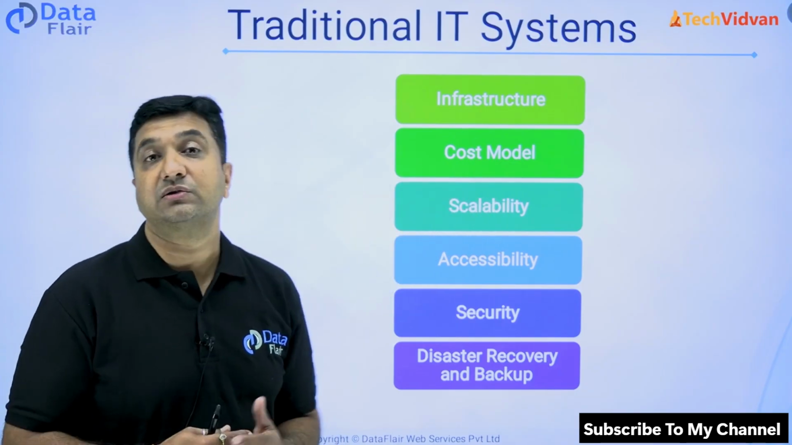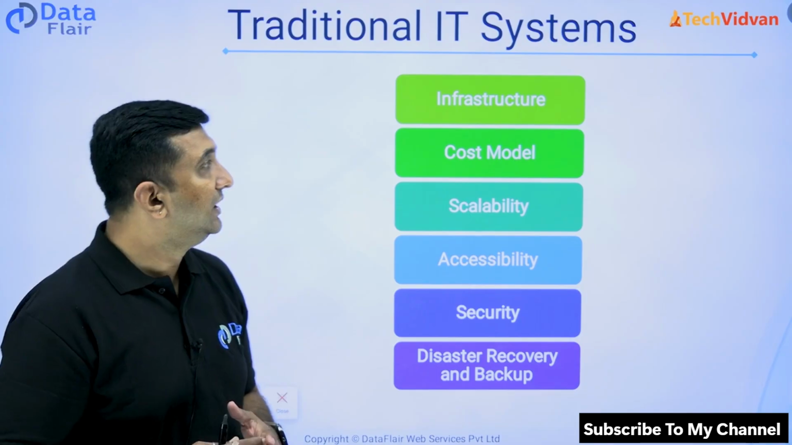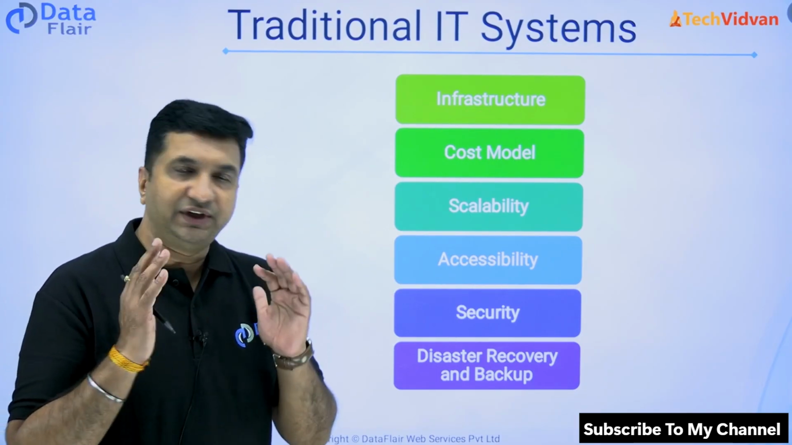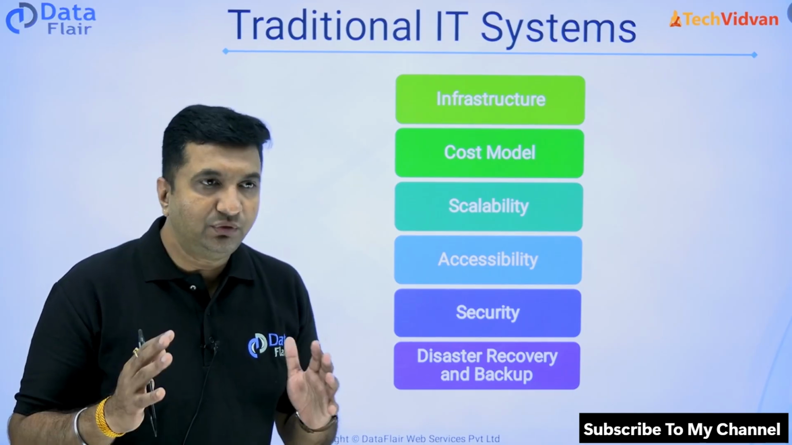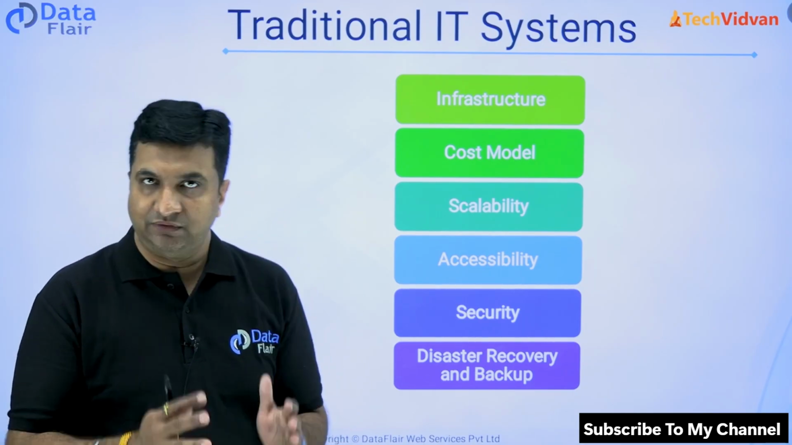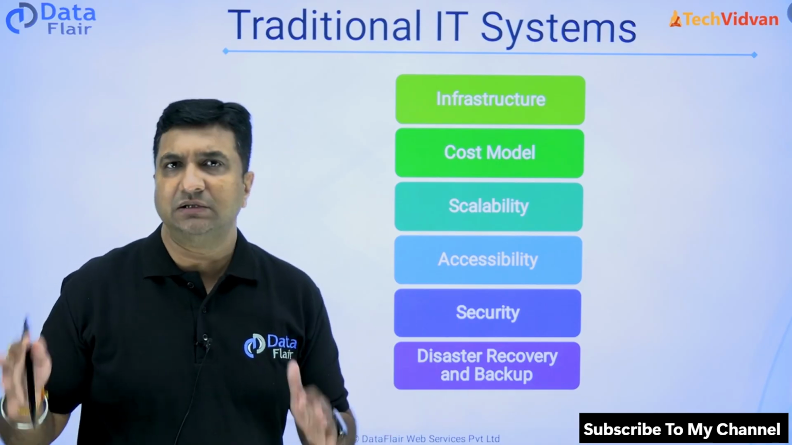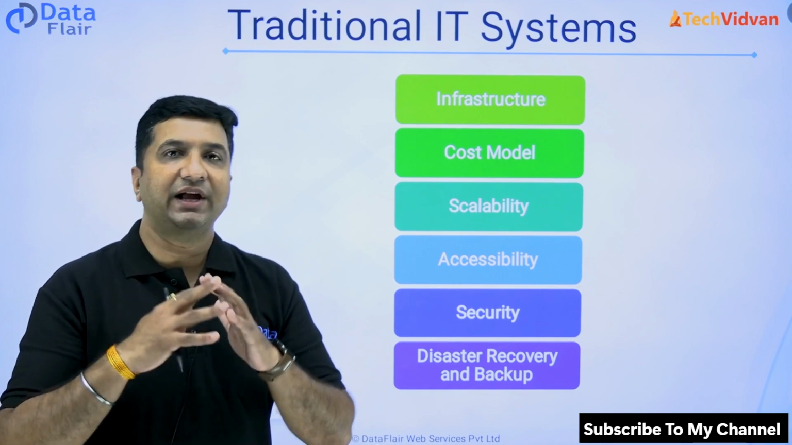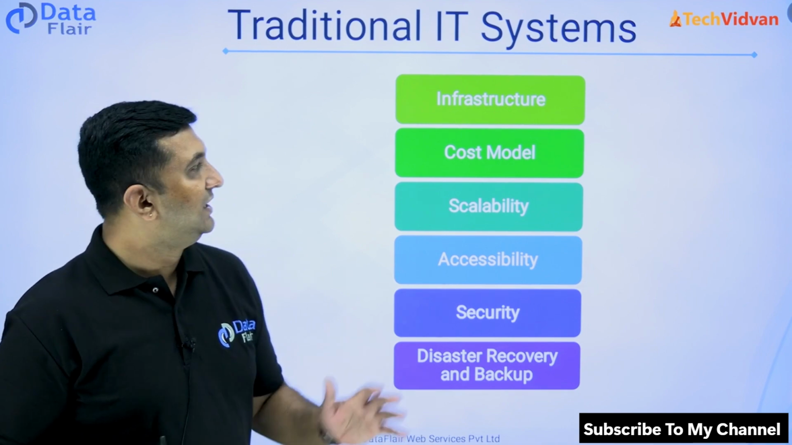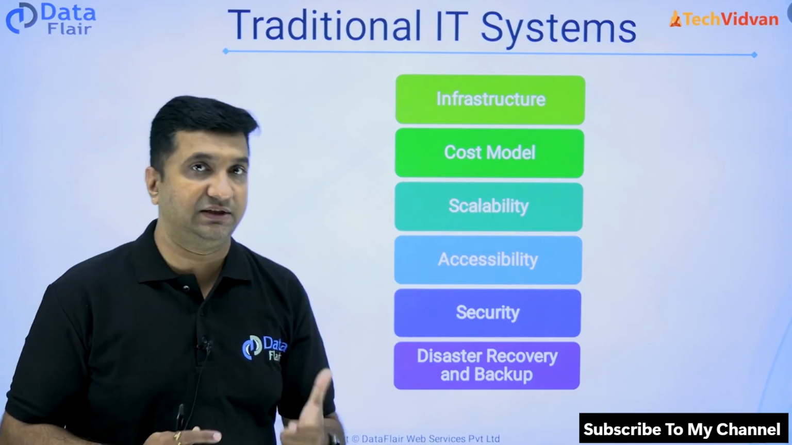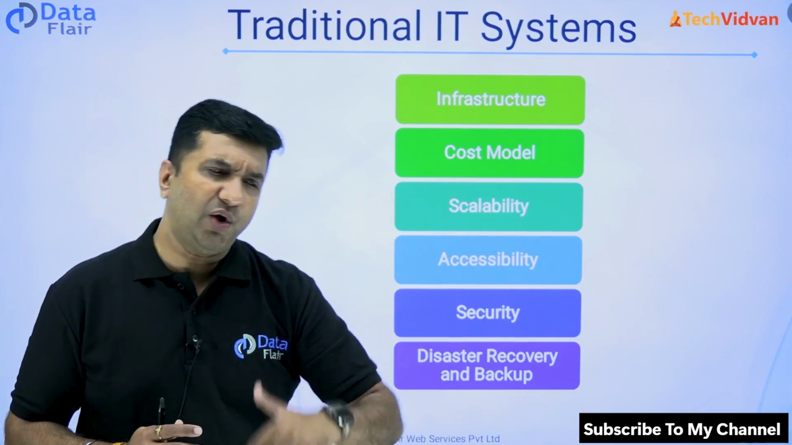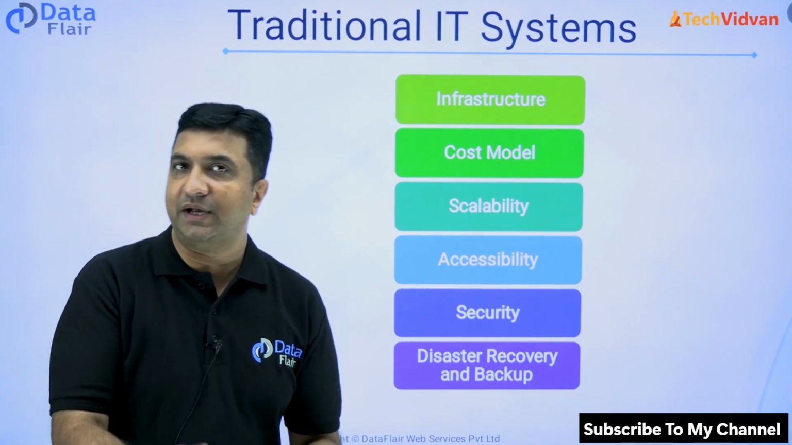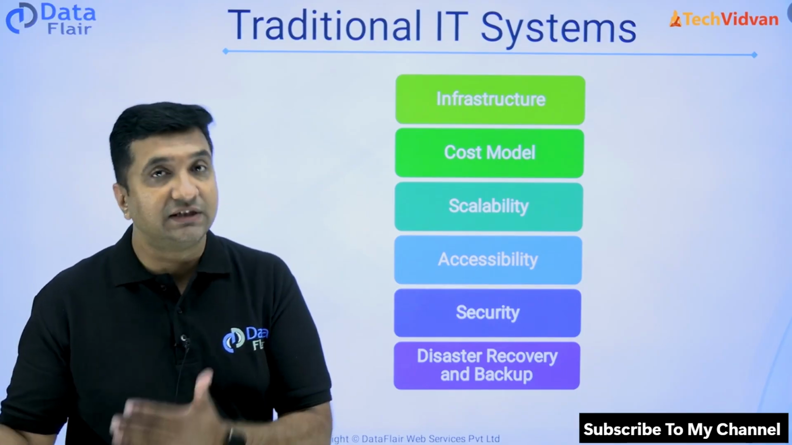Then we talk about the cost model. This is a very important aspect when you understand traditional IT systems. Because when you talk about traditional IT systems, you have to invest heavily in servers, equipment, space, power, cooling, and security mechanisms. You need to buy everything that you want, right? So the cost model is CAPEX, capital expenditure. Along with that, there are a lot of operational expenses as well when you are running on-premises traditional IT systems.